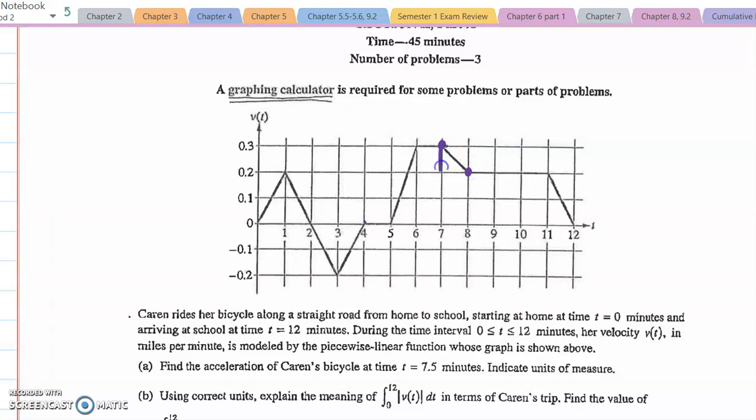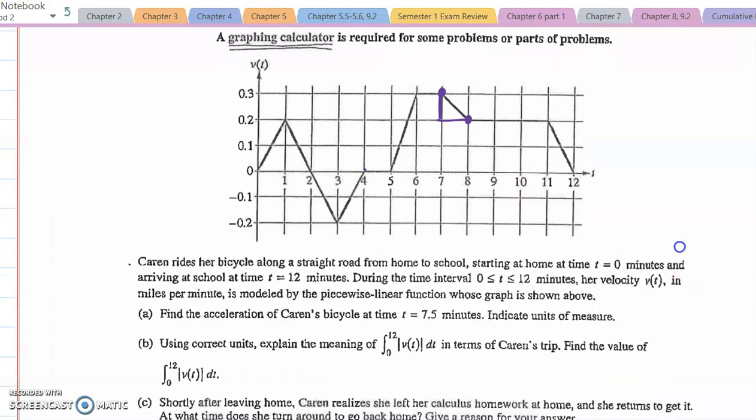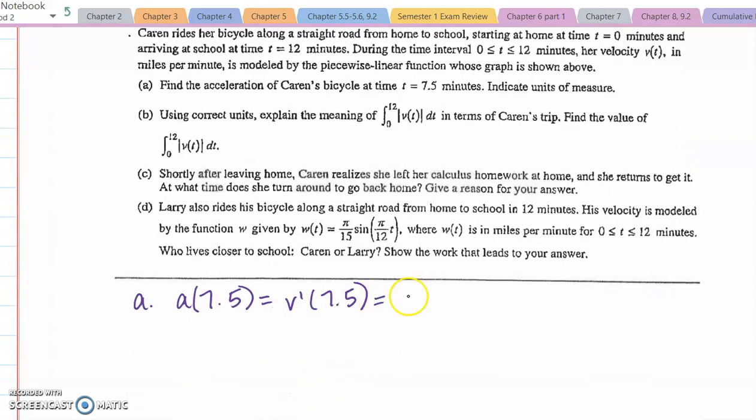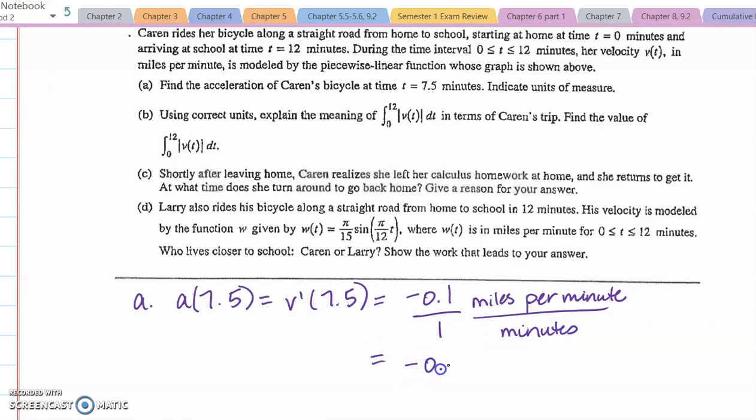We're going to go down 0.1 over 1, so negative 0.1 over 1, and now we can consider the units. Velocity's units are miles per minute, and our denominator's unit is time, so that'll also be minutes. So our acceleration at 7.5 minutes is negative 0.1 miles per minute squared. You're allowed to leave it as miles per minute, or you can write it like this.